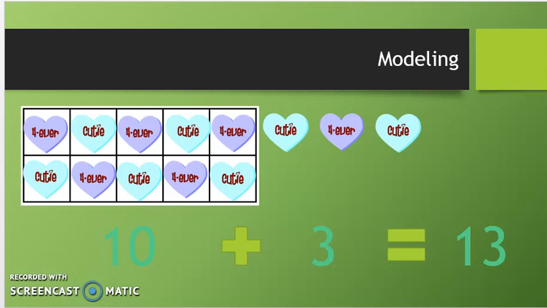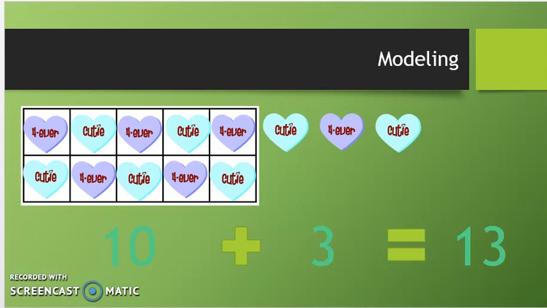So now with your 10 frames and your counters, I want you guys to see how many different sets of numbers you can make. Remember that your 10 frame here represents the tens place value holder, and then you'd have ones on the outside if you want to make it a 2-digit number.